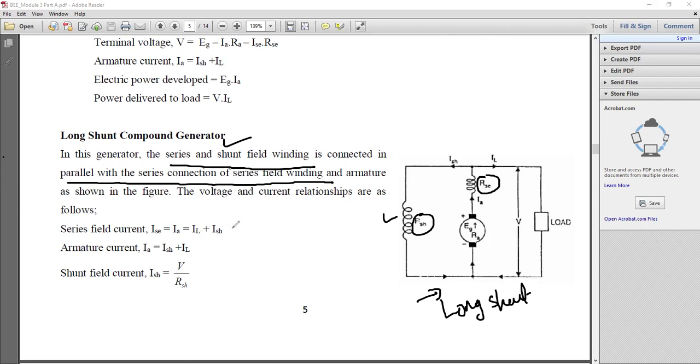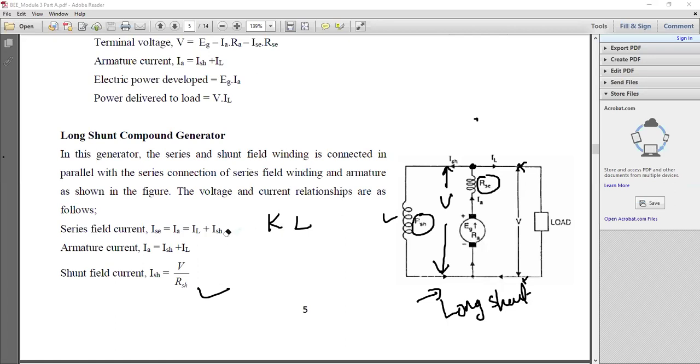If I talk about the series field current, we can calculate IA. How do you calculate IA? IA is the combination of ISH and IL using KCL. Apply KCL, taking this one as a node. From this you can compute IA is equal to IL plus ISH. Armature current is nothing but ISH plus IL, same thing, KCL. For the shunt field current we can write ISH is equal to V by RSH. This V is your terminal voltage, because the same terminal voltage applies everywhere. Potential will be the same only because it's a shunt connection.